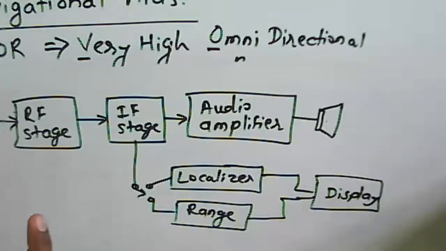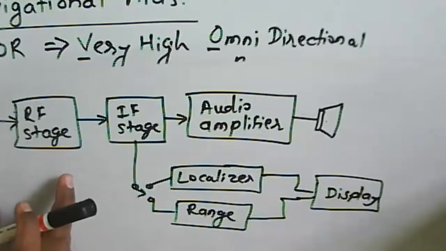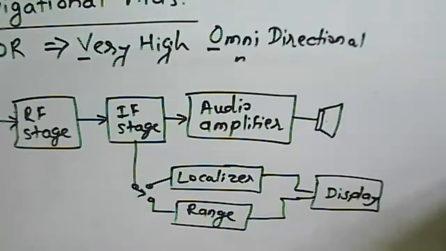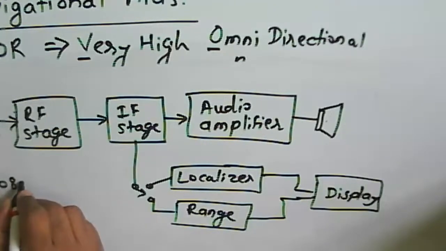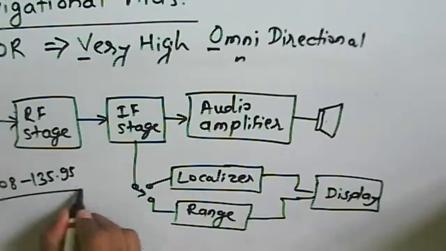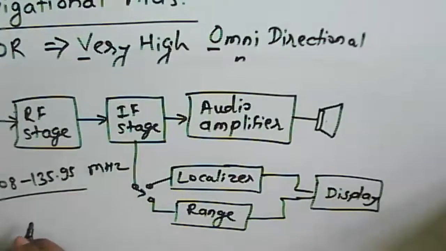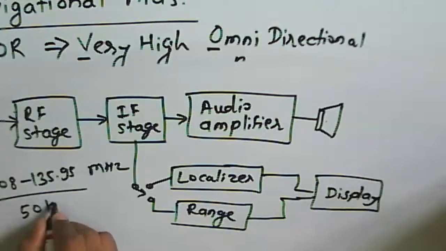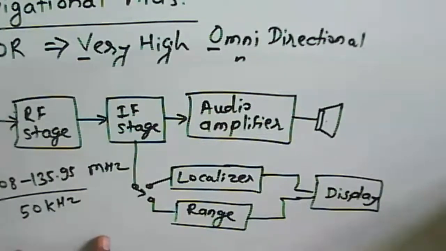So that's why the receiver frequency range to be used here will be 108 megahertz to 135.9 megahertz. Okay, so we can say that this is the frequency range. And this particular frequency range will cover say 560 allocations, meaning signals that will be received, and those signals are separated by 50 kilohertz. So we can say that is the separation.